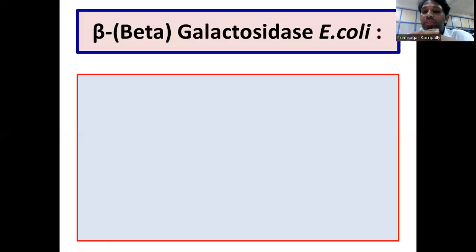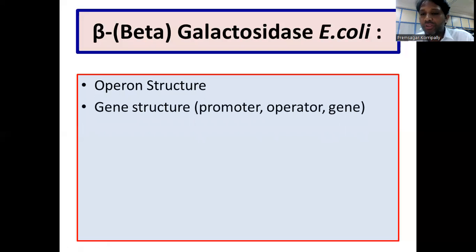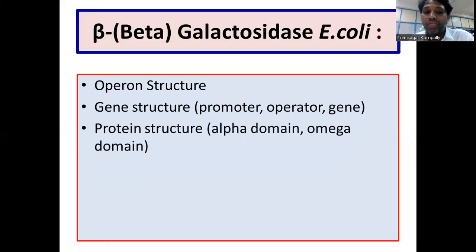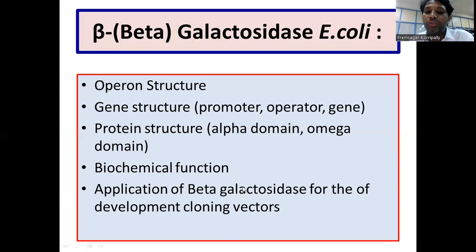In today's lecture, we will focus on the operon structure and especially the beta galactosidase gene structure, followed by the biochemical function of beta galactosidase as well as its protein structure. And finally, how beta galactosidase was used in the construction of various cloning vectors for screening of recombinant clones, right? Here, first we will see the operon.